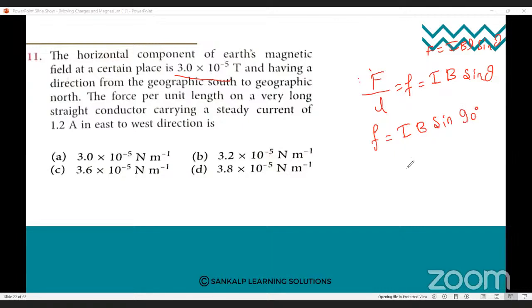Correct? Because they are specifying geographic south and geographic north, the angle will be 90 degree. And here it is 1.2 into B, which is 3 into 10 raised to minus 5. Sin 90 is 1. So 1.2 into 3 is nothing but what? 12 into 3 is 36. So it is 3.6 into 10 raised to minus 5 Newton per meter, because force per unit length is Newton per meter. Yes, option C is the correct answer.